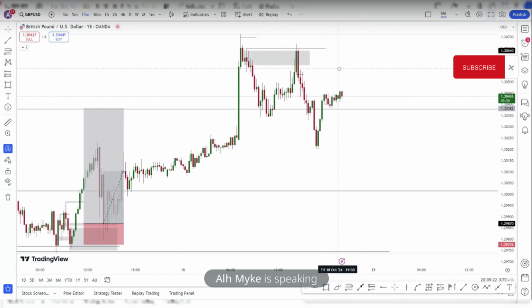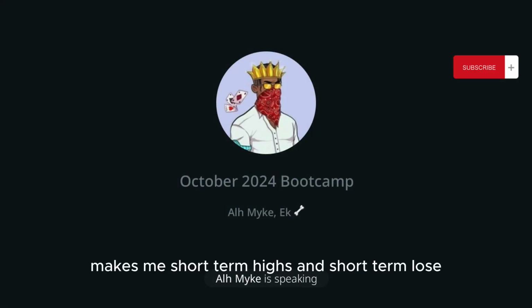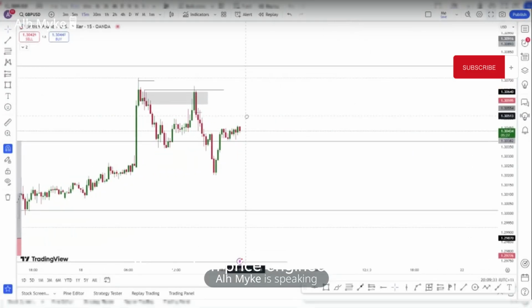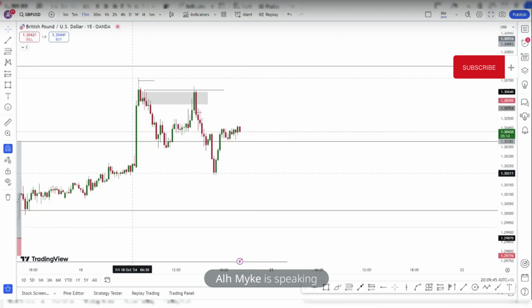Now, the limitation that order blocks have is that they don't really account for short-term highs and short-term lows. When I explain short-term highs and short-term lows, this is when price engineers a high or a low, then comes back to take it out. The high wasn't existing in the market initially, but price just engineered it.